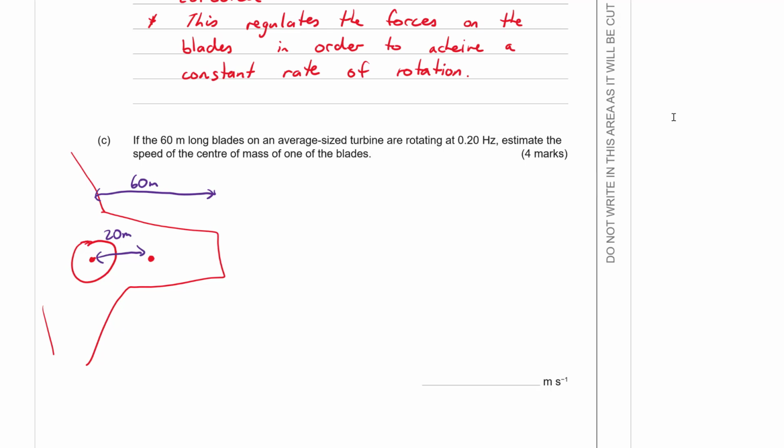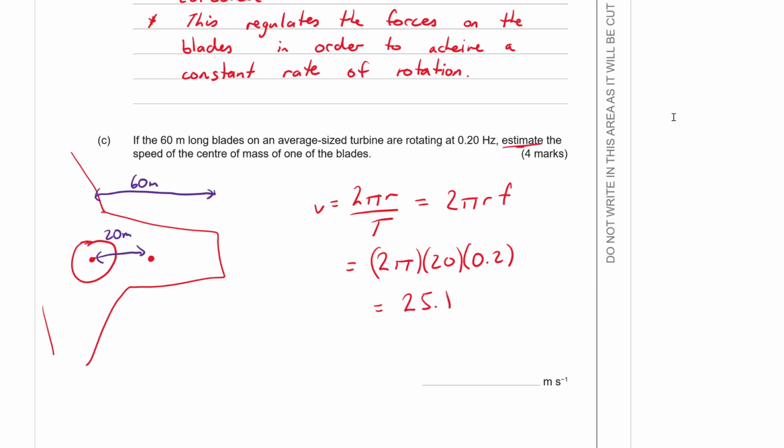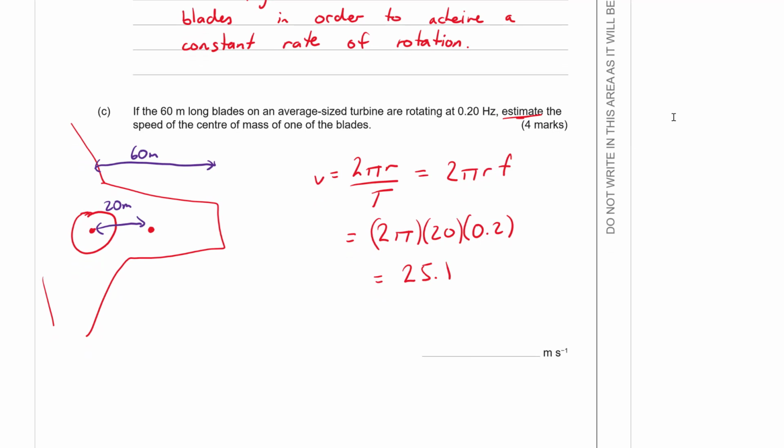Okay, so now it's asking you to estimate the speed of the center of mass. Now that you're estimating the radius as 20 meters, the velocity is going to be equal to 2 pi r on the period. And period is 1 on frequency, so you can just say it's 2 pi r times the frequency, and just put in those numbers, r being 20. Now you might have chosen 25, and that would have been fine. times 0.2, and that's equal to 25.1, but because it's saying estimate, I need to give my answer to no more than 2 significant figures, so I'm going to say it's 25 meters per second.